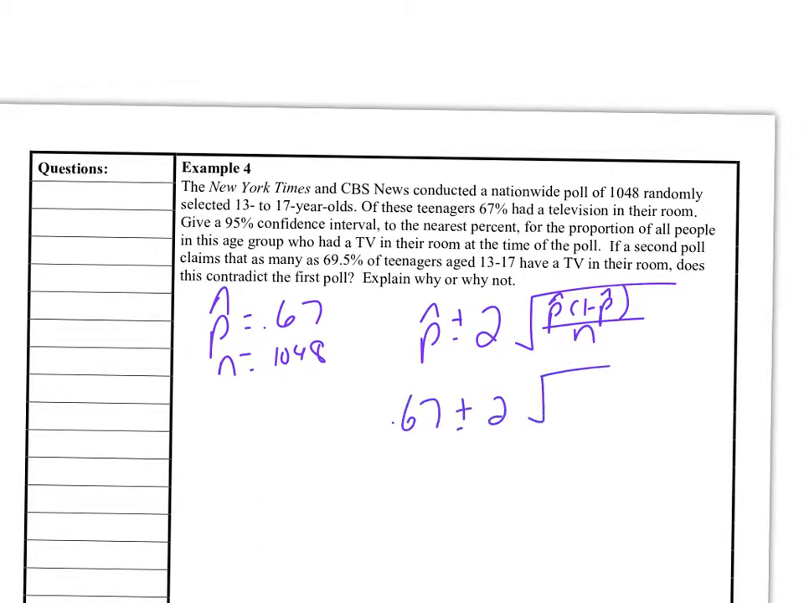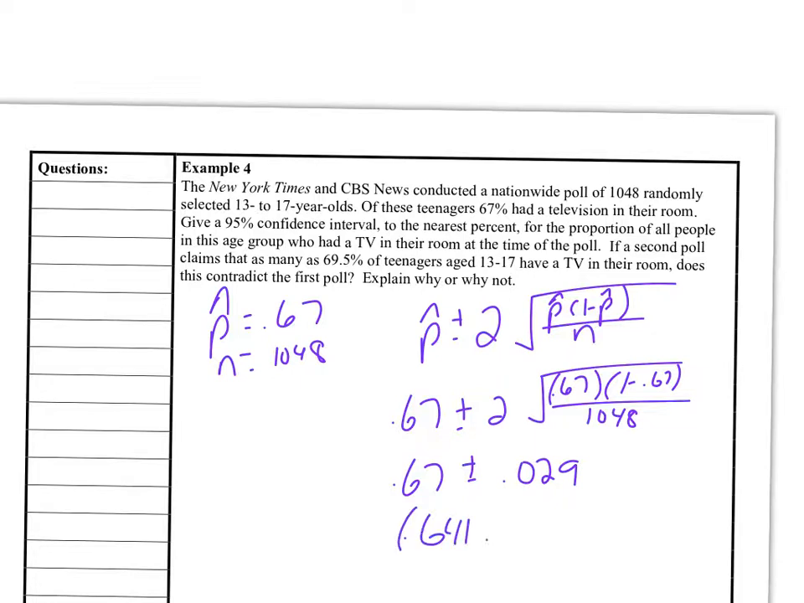0.67 plus or minus 2 times the square root of 0.67 times, I'm going to write it as 1 minus 0.67, even though you totally could write that as 0.33. You'd be okay with that. All over 1,048. And again, you can type it right in the calculator as is. 2 times all of that gives you 0.029. Okay, which then gives you an interval from 0.641 all the way up to 0.699, almost 70%. Nice.